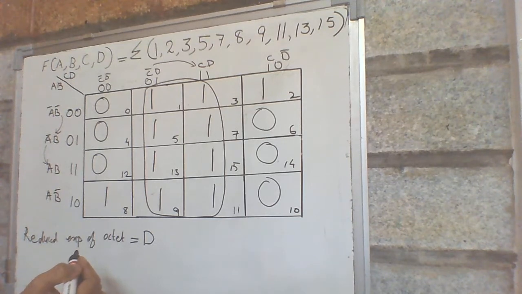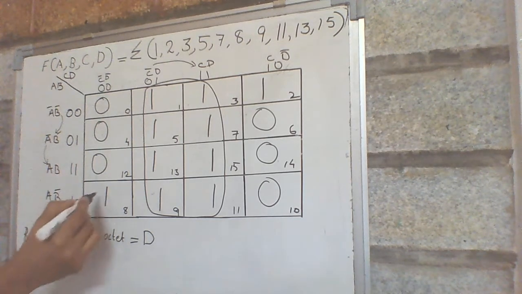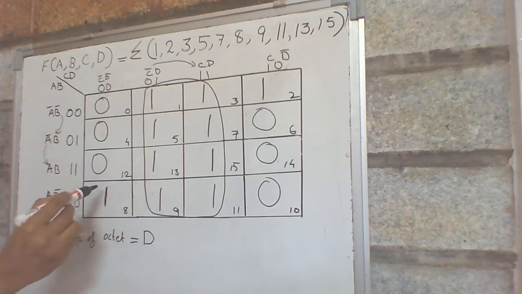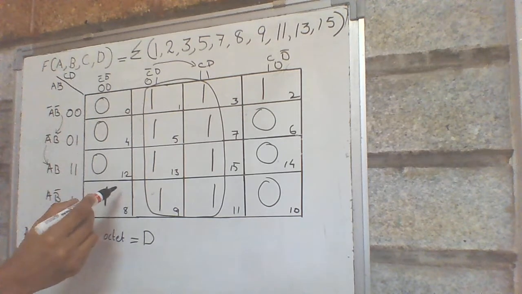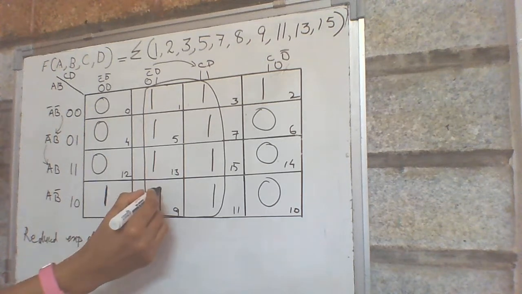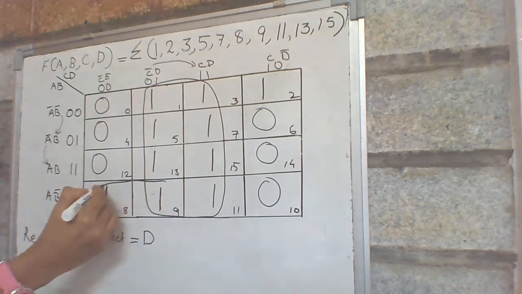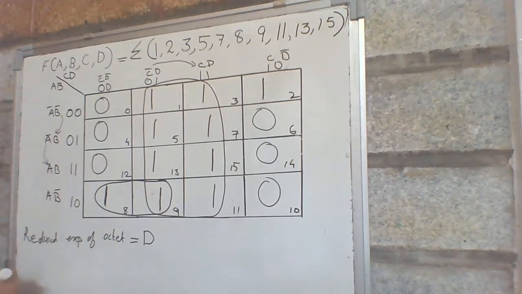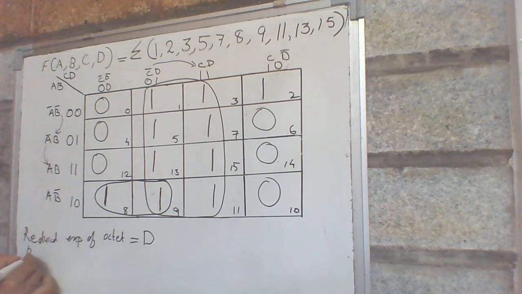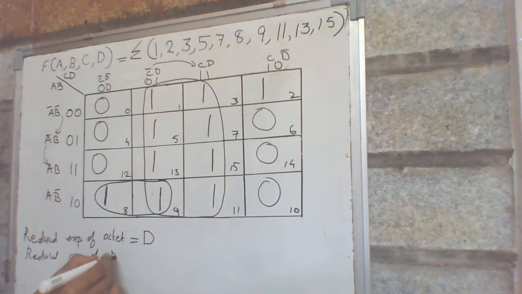Okay. Then check, is there any pair? See, this one is not included in any circle. So we need to include this one in one circle. So check, is there any pair? See here, we can make this one and this one as a pair. This one is a pair. This one is pair 1.